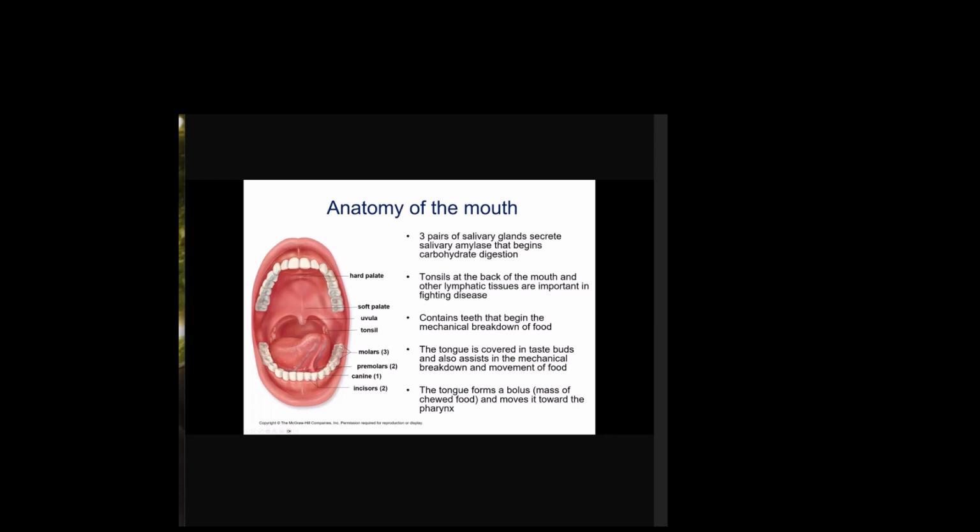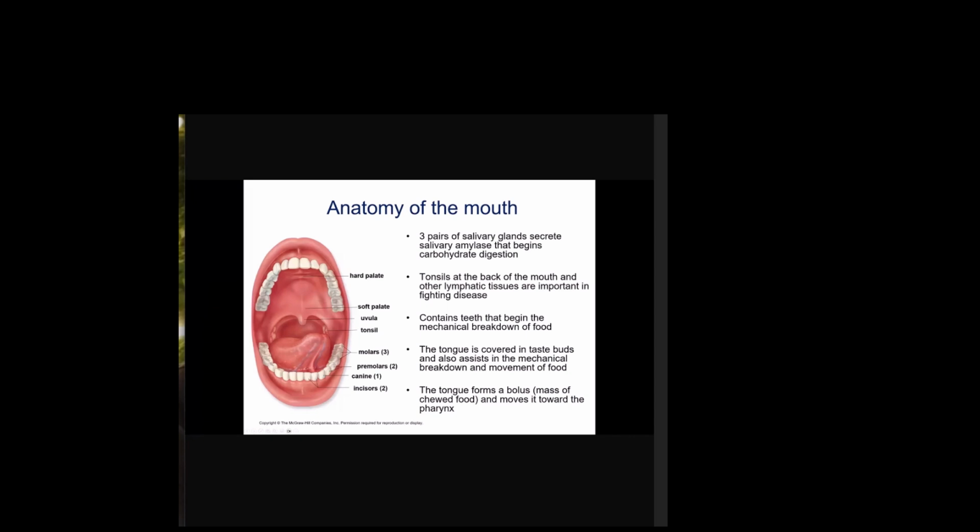So if you look at it, how many molars do we have? Molars and premolars have flat surfaces that are used for grinding. For those for cutting, we have 4 of them, a total of 8. And then we have only like what?